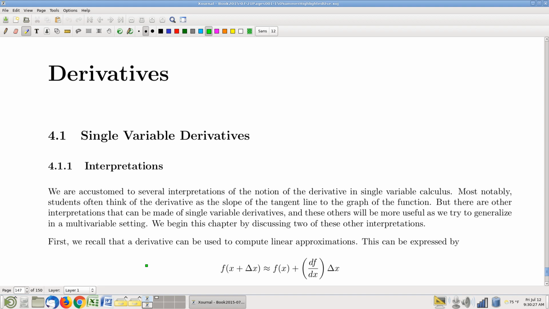We've done a bunch of stuff. We've talked about vectors and operations and things like that in multivariable spaces, and then also we've talked about multivariable functions and how to represent them and stuff like that.